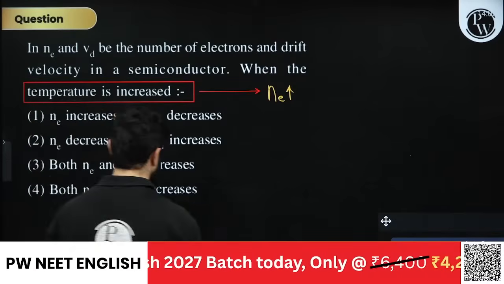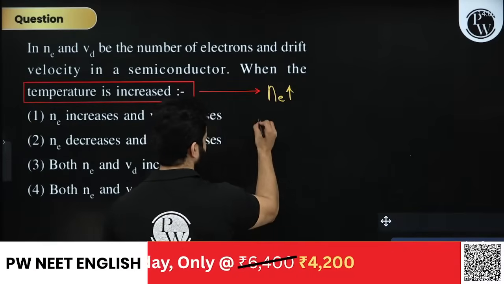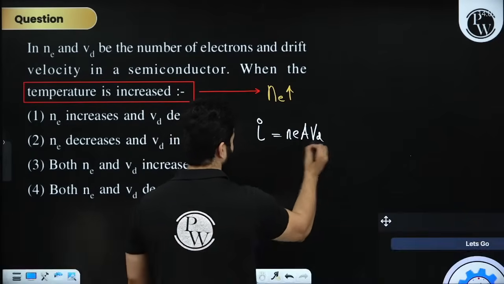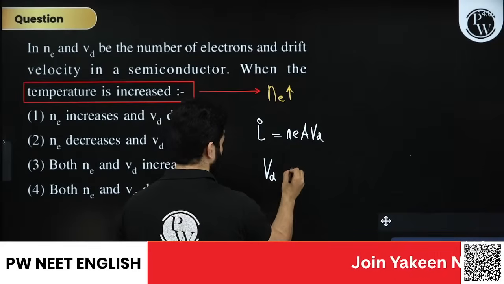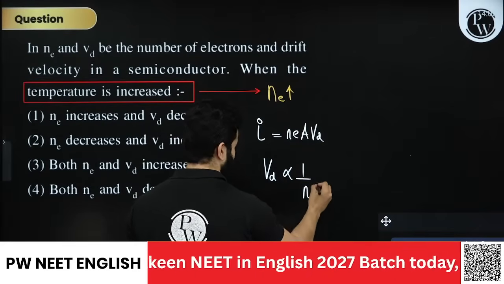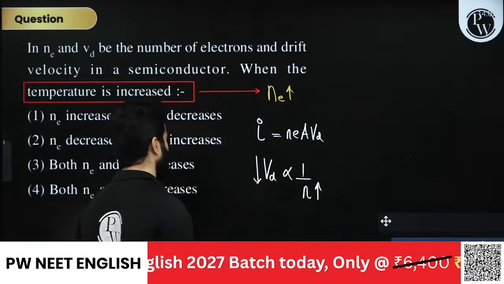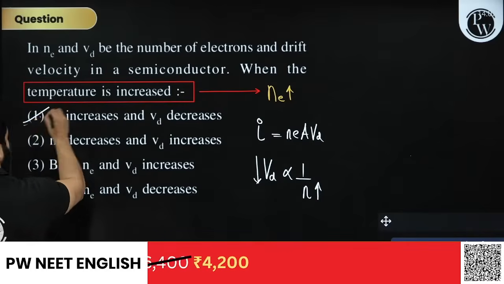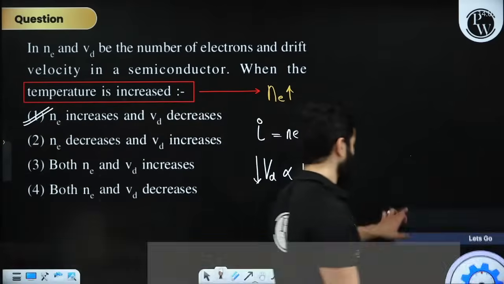Now the problem with drift velocity is that please remember the formula of current as I = neAvd. So if we are going to talk about vd, it also depends upon n. So if n is going to increase, vd is going to decrease. So drift velocity actually decreases. So Ne increases and drift velocity decreases. So A is the correct answer for this one.